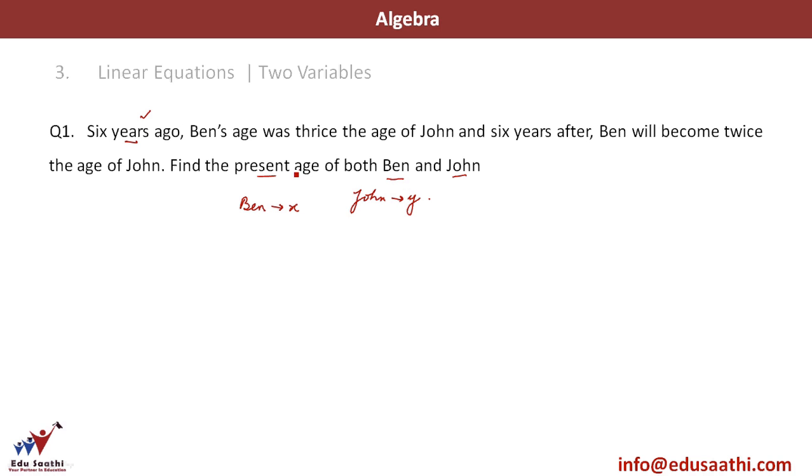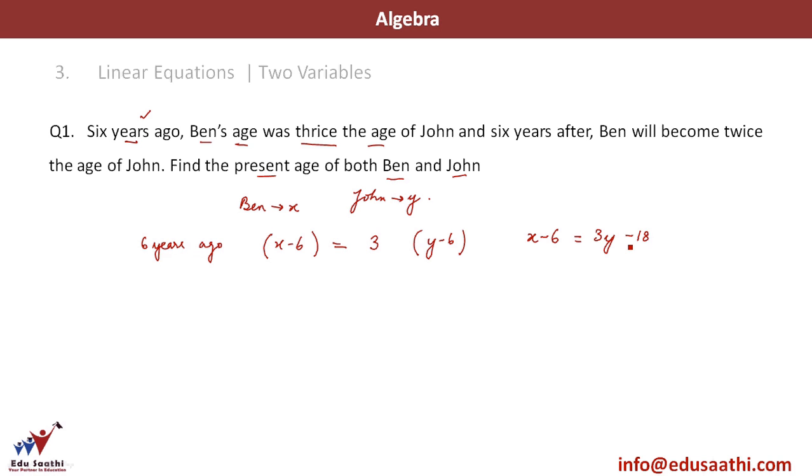Let me take the present age of Ben as x and present age of John as y. 6 years ago, Ben would be x minus 6, John would be y minus 6. Ben's age was thrice the age of John. So this was Ben's age. This age was thrice the age of John. This is one equation that I've got. So if I just solve this out, what do I get? x minus 6 is equal to 3y minus 18.